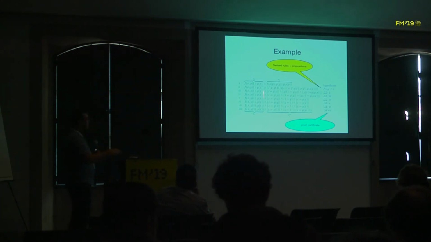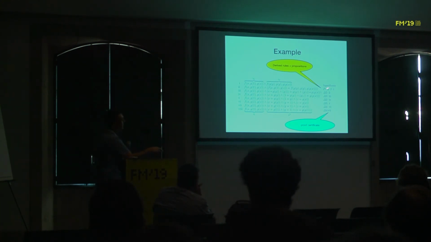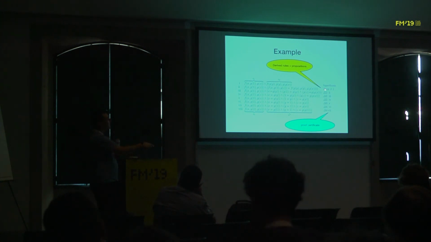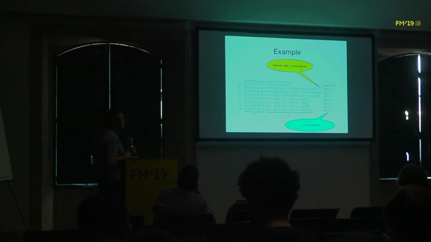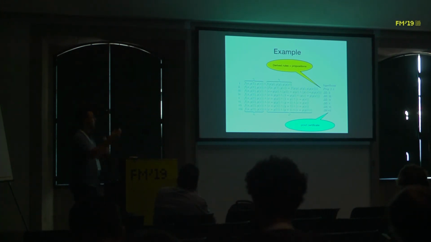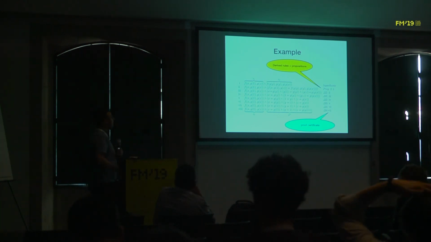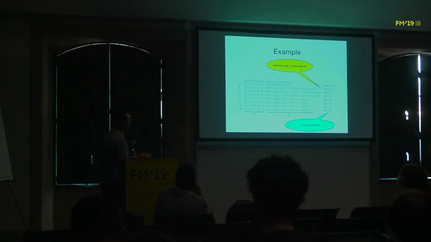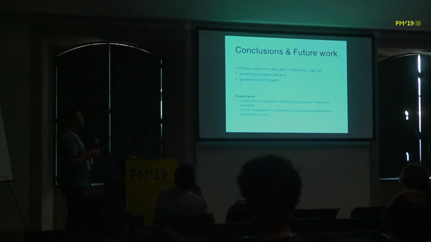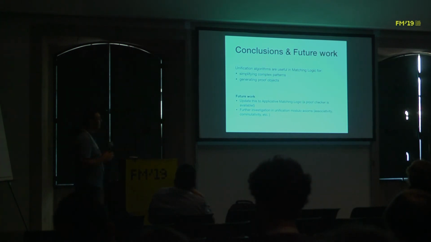All right, so here is just an example. I don't want to go through all of it. I just want to tell you that we use a proposition, which we always have to use, and this is also proved using the matching logic proof system. Then all the other steps in your proof are based on these derived rules. And this is more or less like a proof certificate, which they're trying to implement right now. All right, so we've seen that unification algorithms are useful in matching logic for simplifying complex patterns and for generating proof objects.